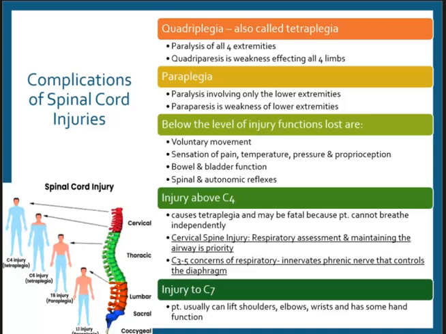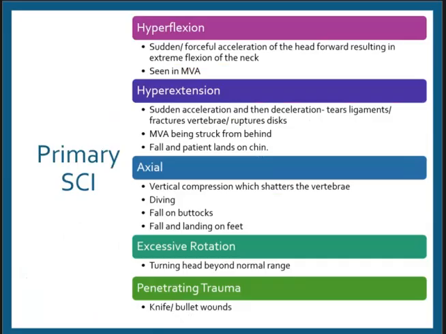It helps push the lungs up and down, allows them to also expand. That's no longer working, so respirations are going to be gone. Cervical spine injury, always make sure you're doing a respiratory assessment and maintaining the airway. Injury to C7, so further down on the cervical area, they can likely move their shoulders at this point. They may have some function in their elbows and wrists, they just might not have full function. So C7, some function of the shoulders and arms.